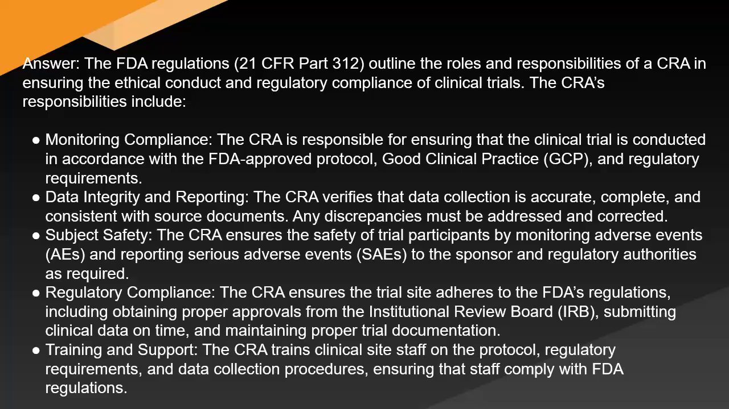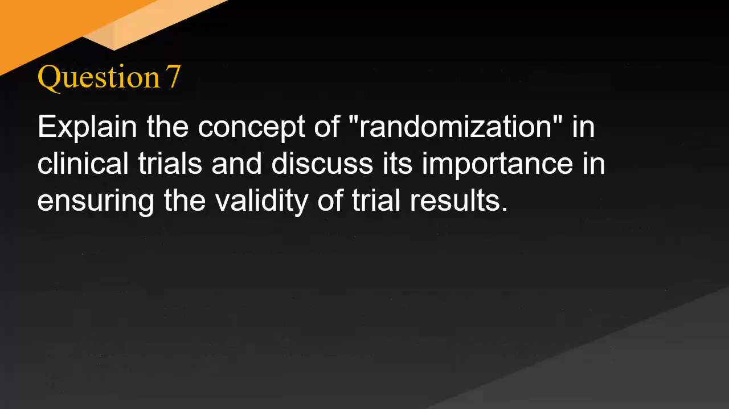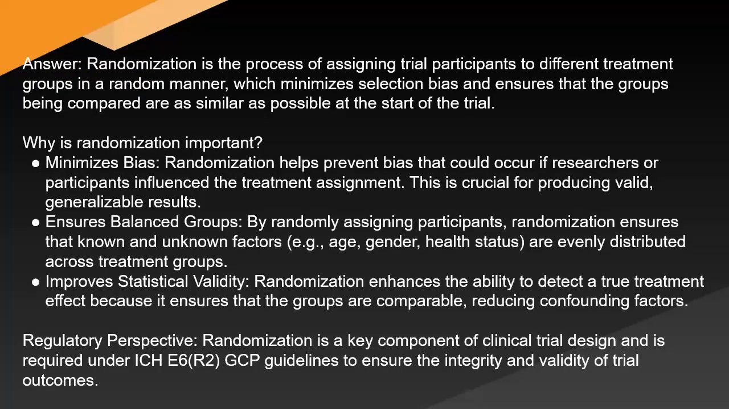Training and support. The CRA trains clinical site staff on the protocol, regulatory requirements, and data collection procedures, ensuring that staff comply with FDA regulations. Explain the concept of randomization in clinical trials and discuss its importance in ensuring the validity of trial results. Answer: Randomization is the process of assigning trial participants to different treatment groups in a random manner, which minimizes selection bias and ensures that the groups being compared are as similar as possible at the start of the trial.